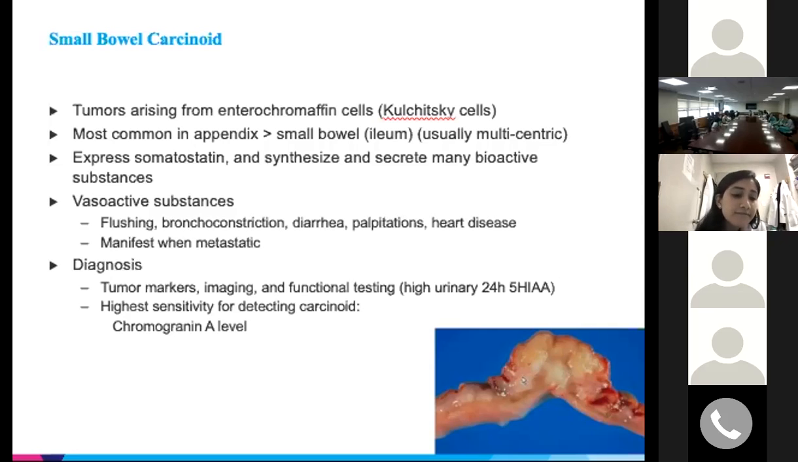Ovarian metastases can do that as well. Got it. So bronchial carcinoids, retroperitoneal mets, and ovarian disease can cause carcinoid syndrome without having hepatic disease. And then in terms of diagnosis, tumor markers, imaging, and functional testing with high urinary 24-hour 5-HIAA can be used for diagnosis. The highest sensitivity for detecting carcinoid is actually chromogranin A level, and that's sort of a buzzword for carcinoid on tests.